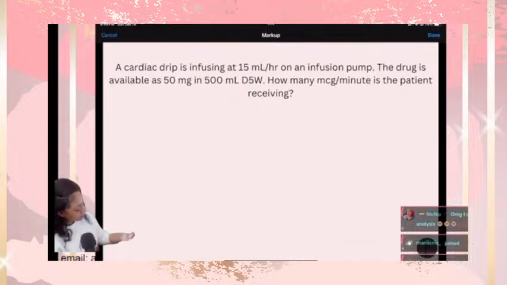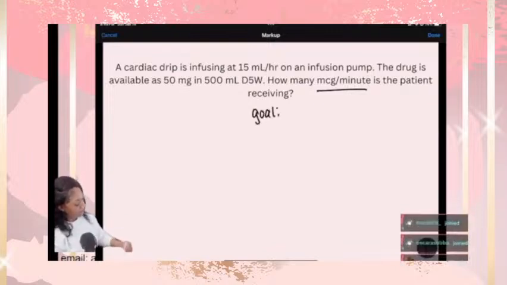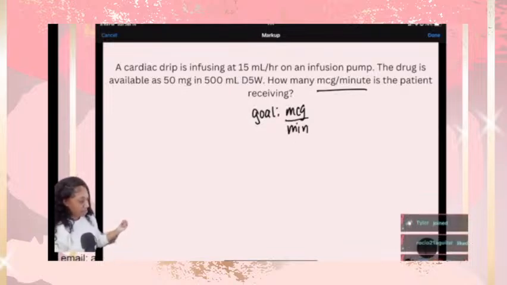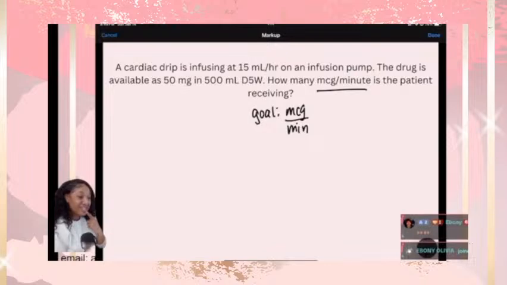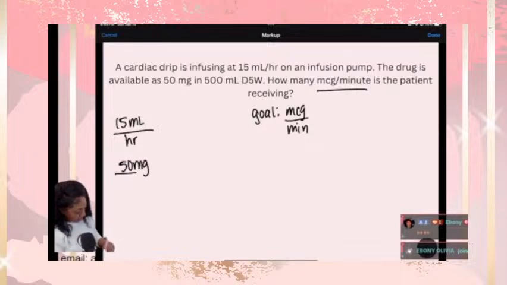All right, so here we go. We are looking for our goal, micrograms per minute. We need micrograms on the top and minutes on the bottom. I like the cookie crumb thingy. I second guess conversions. Whatever it takes, I'm telling you. So we've got 15 milliliters of this medicine going per hour, and it is 50 milligrams in 500 milliliters. We want to know how many micrograms per minute they are receiving. I don't see micrograms anywhere on this. Do you all?